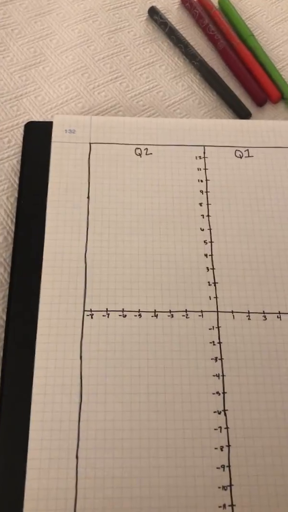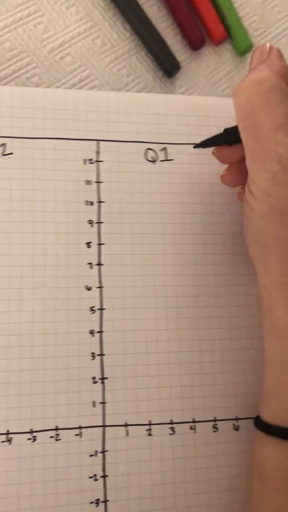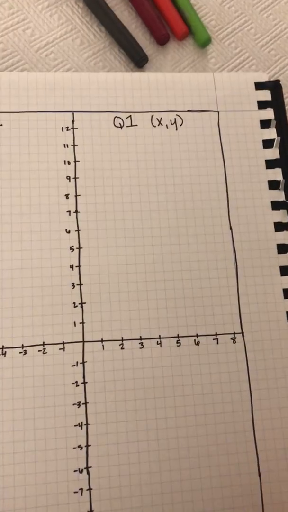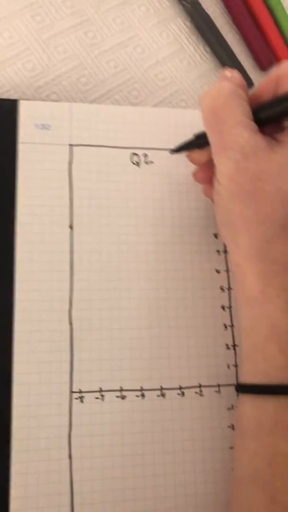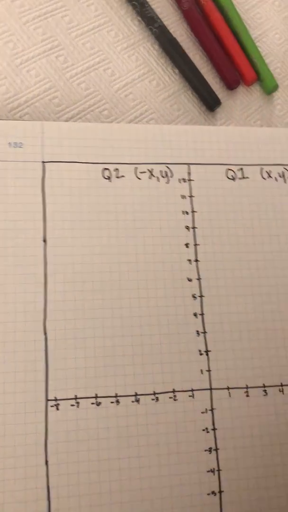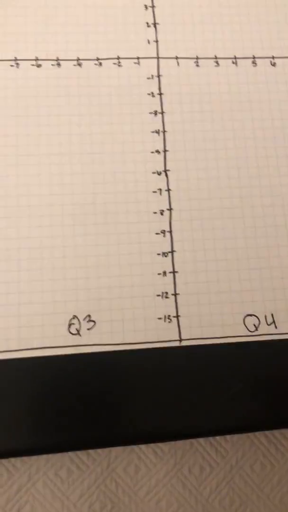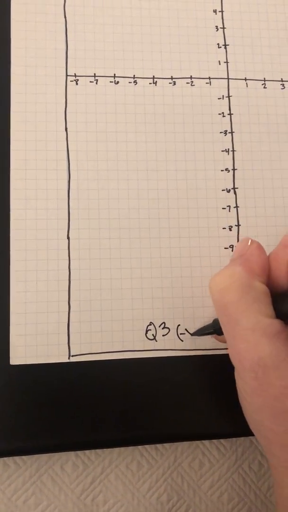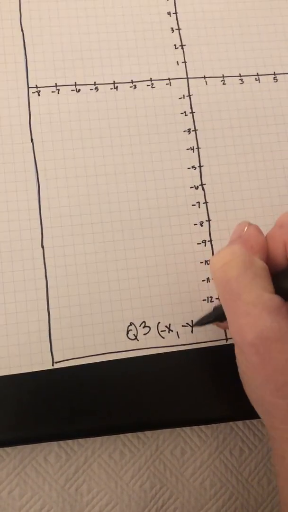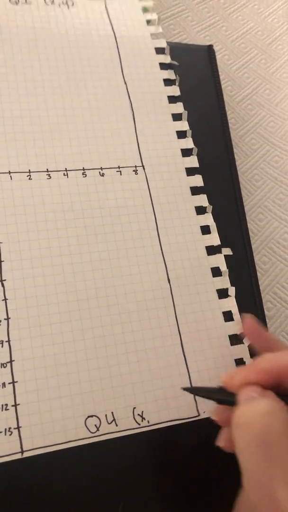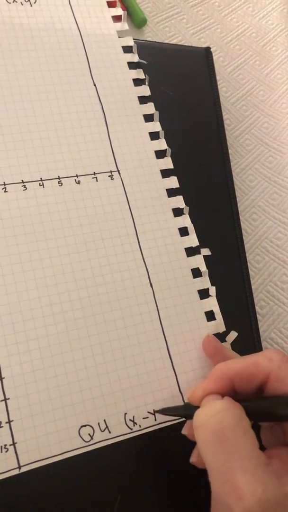For every ordered pair in quadrant 1, both the x and the y are positive. Quadrant 2, we have a negative x but a positive y. Quadrant 3, both the x and the y are negative. And in quadrant 4, we have a positive x and then a negative y.